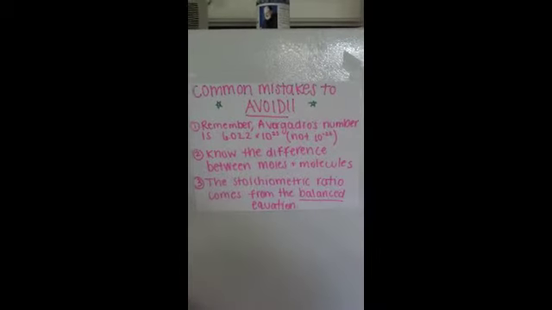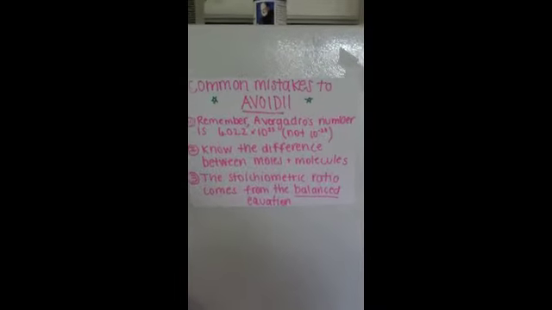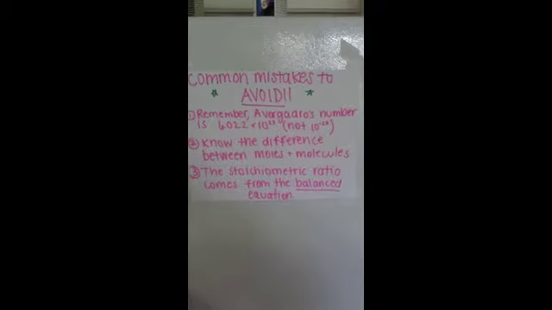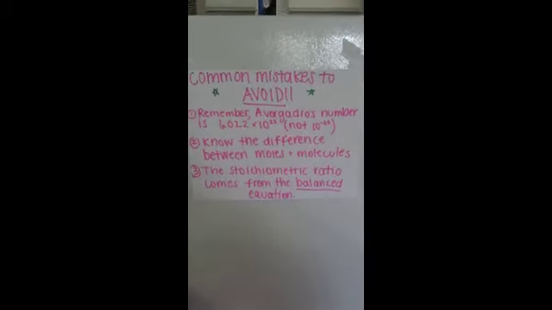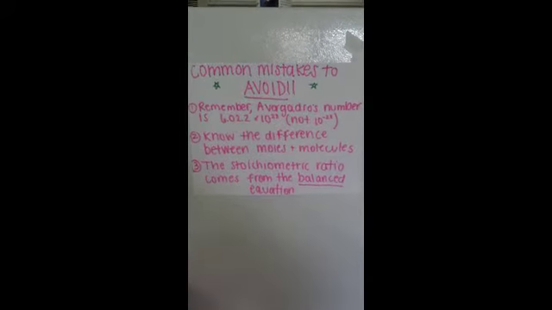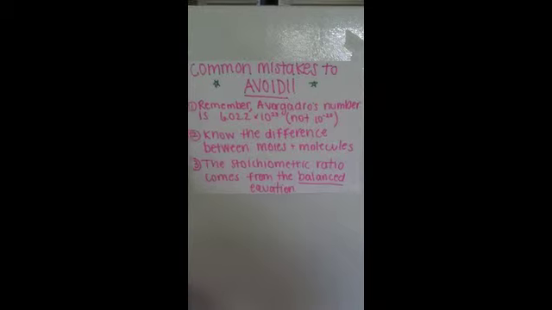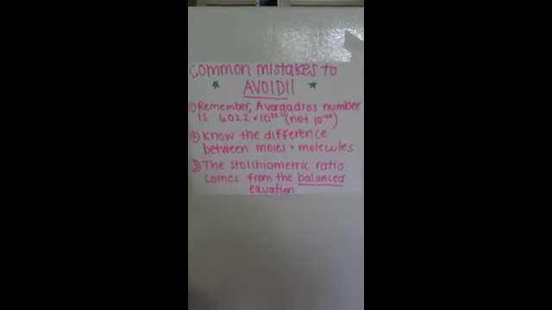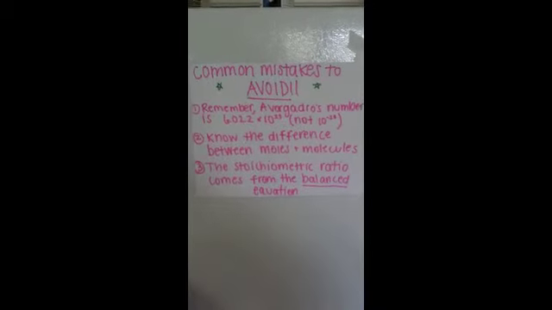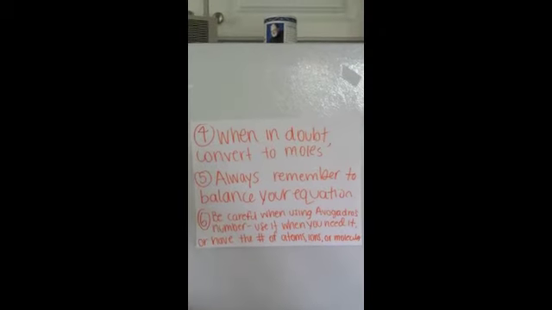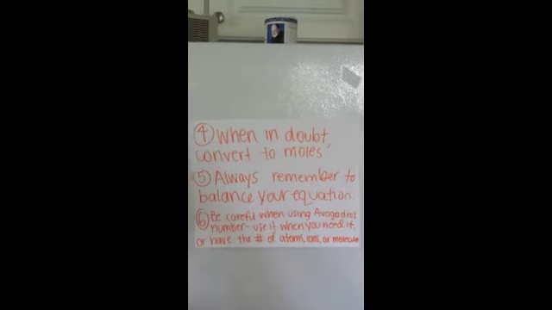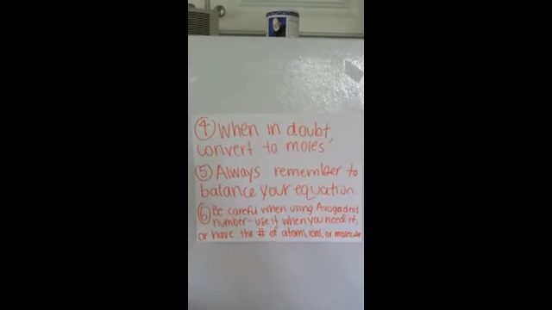Mistakes to avoid in stoichiometry. Number 1. Remember, Avogadro's number is 6.022 times 10 to the 23rd, not 10 to the negative 23rd. Number 2. Know the difference between moles and molecules. Number 3. The stoichiometric ratio comes from the balanced equation. Tips. Number 4. When in doubt, convert to moles. Number 5. Always remember to balance the equation.